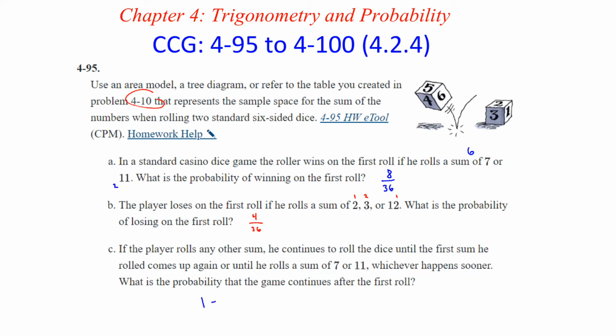So we know 8 out of 36 will actually win. So we want to take those away, because if we roll a sum of 7 or 11, the game's over. We know they lose if they roll a 2, 3, or 12, which would be 4 out of 36. So once again, if that happens, then the game's over. So what is going to be left? And so we could change 1 to 36 out of 36, subtract the 8 and the 4, and that will leave us with 24 out of 36 that the game will continue after the first roll.